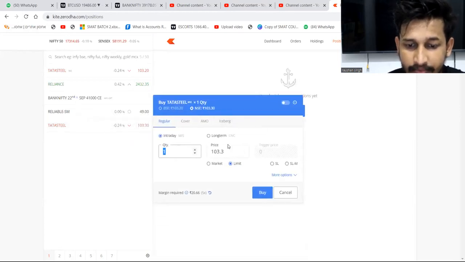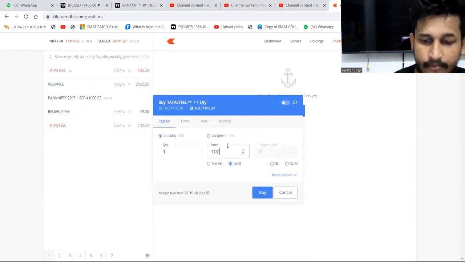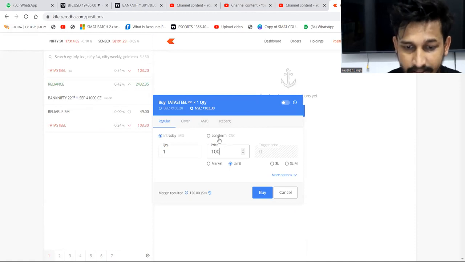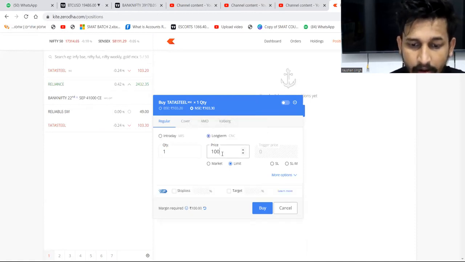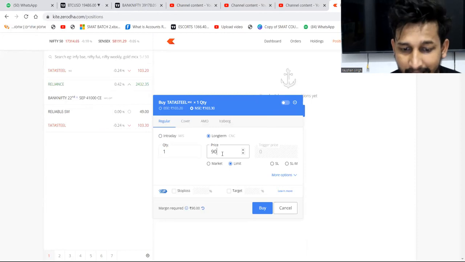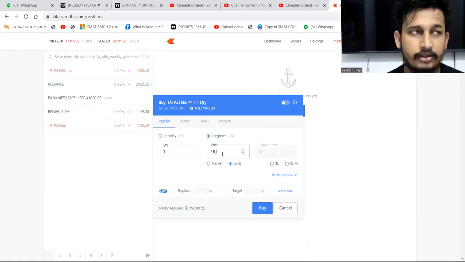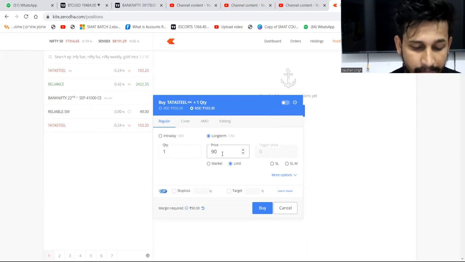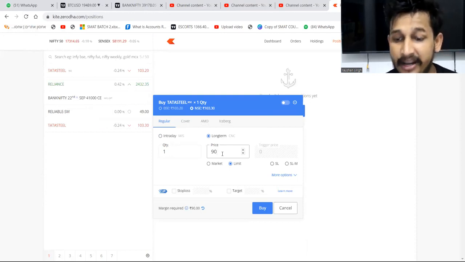So I can change this when I am selecting the limit order. If I'm going for 100 quantity, I can change this, whether it is for long term or short term. It can be done only when you are selecting the limit order. Apart from that, it is not possible. So whenever I'm choosing limit order, I will be placing my order at whatever price I want to buy.